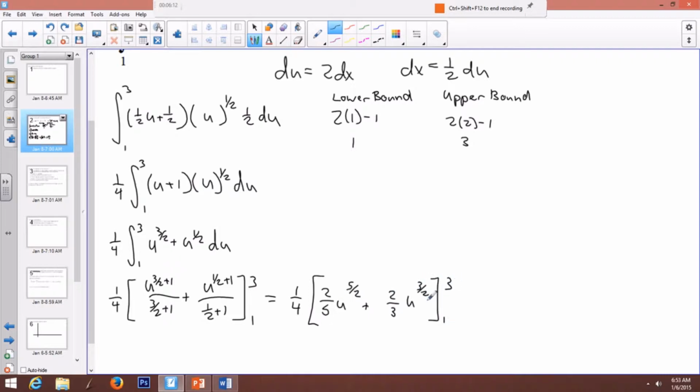So you just plug in 3 into this expression and then plug in 1, subtract those two, multiply by 1/4, and there is your definite integral. Just trying to keep it short here.